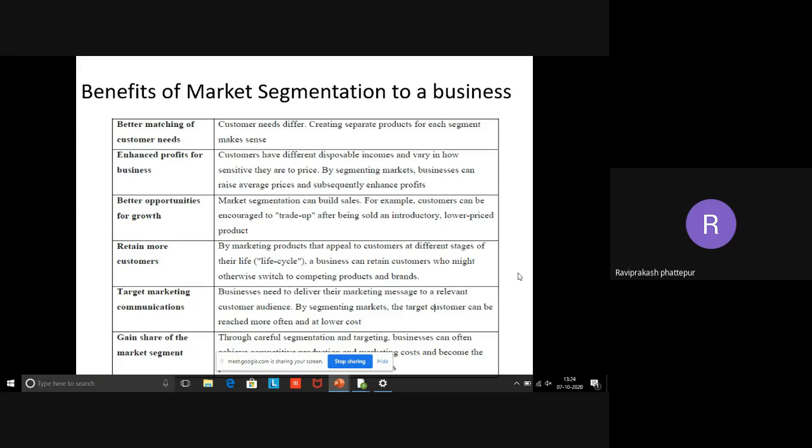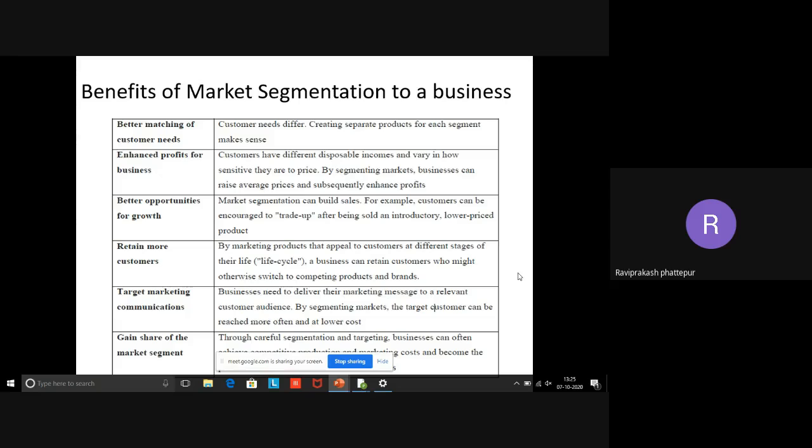So we are having different variants in the market. Okay, different variants, different sizes, different weights of a product or a service. Different durations in services, and the additional facilities given by the company. Each and every segment has a different need or a different expectation. So if you segment the market, you can have a better matching of customer needs, and your delivery can be better in terms of whatever they need. Okay. So customer needs differ. Creating separate products for each segment makes sense.